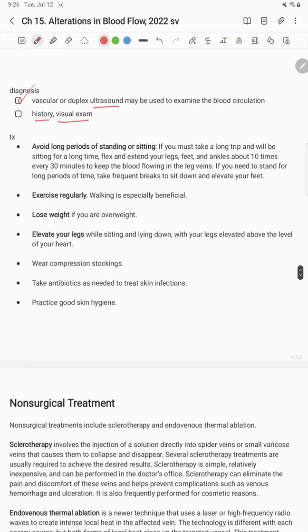Treatment is to avoid long periods of standing or sitting. If you must take a long trip and will be sitting for a long time, you can do things like flex and extend your legs, your feet and ankles about 10 times every 30 minutes to keep the blood flowing. You can also stand up.